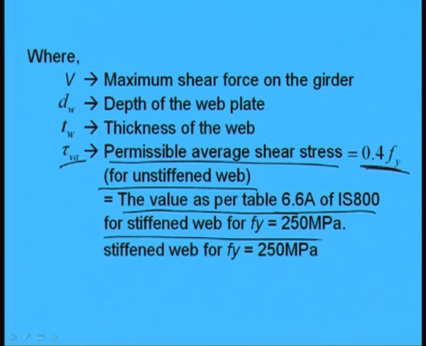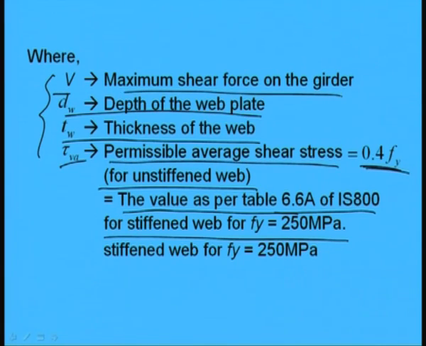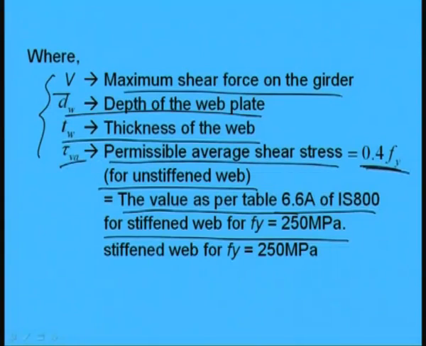table 6.6a of IS 800:1984, for Fy 250. And others as usual, tw is the thickness of the web, dw is the depth of the web plate, and V is the maximum shear force on the girder. So, from the shear force point of view, we have to check whether the depth we have assumed, that is 1/8 to 1/12, is sufficient or not. And how do we check the permissible stress? Either it will be 0.4 Fy for unstiffened web, and for stiffened web the value is given in IS 800:1984 in table 6.6a.